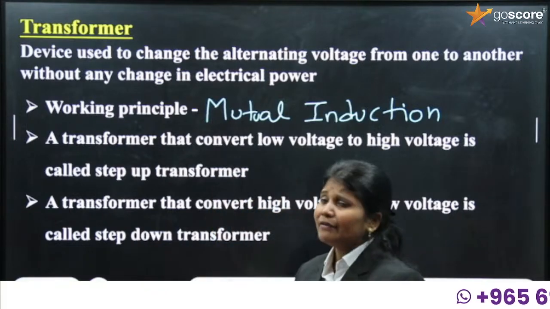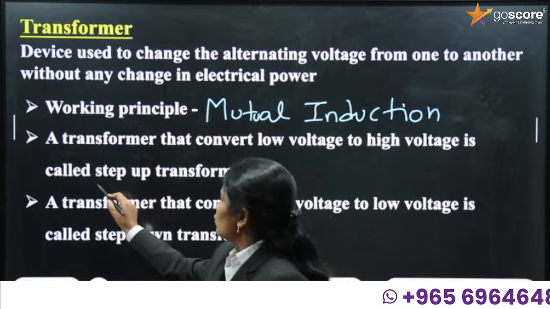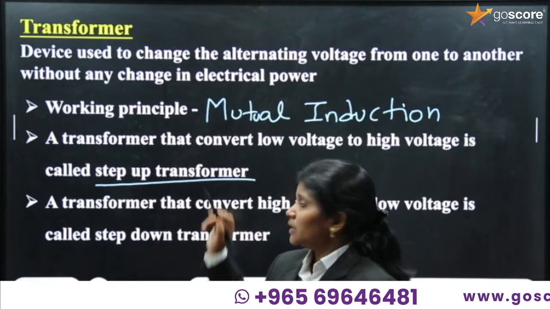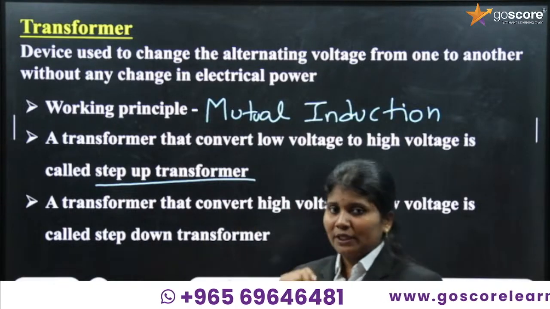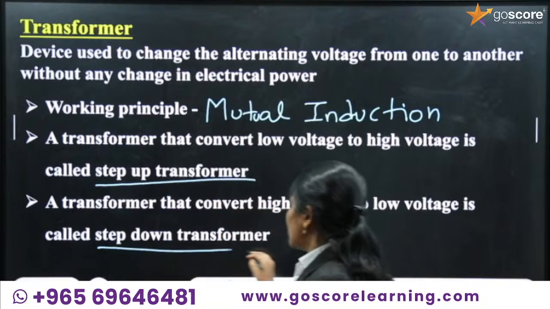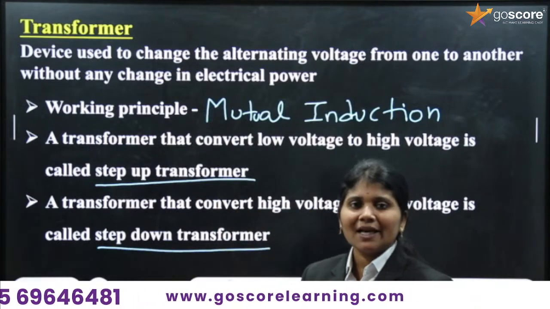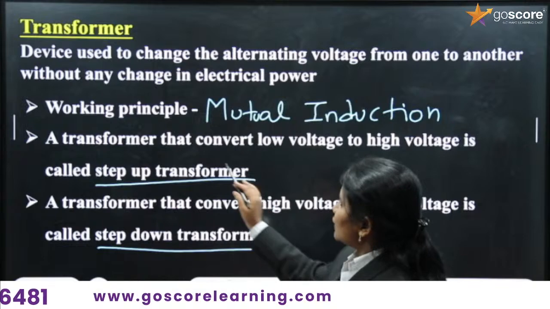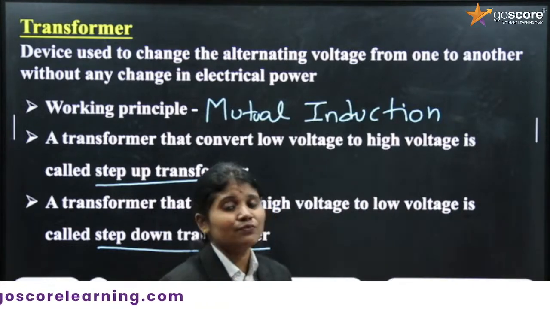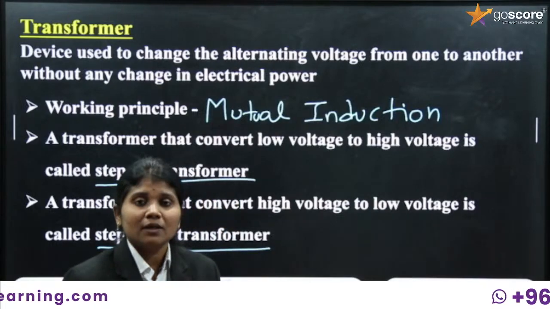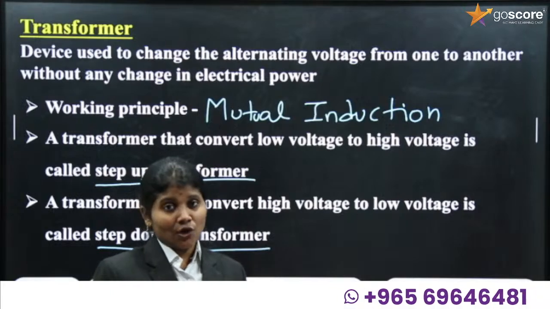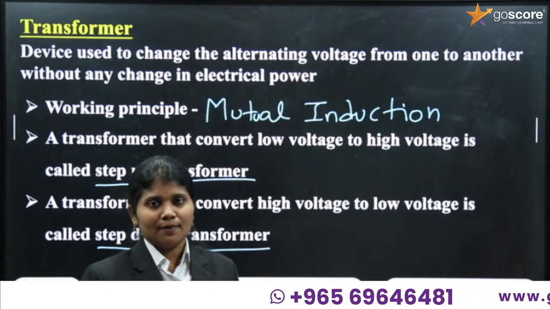Here we have two types of transformers, depending upon the voltage: step up transformer and step down transformer. A transformer that converts low voltage to higher voltage, we call a step up. What is happening here? Low voltage to high. That's why it is called a step up transformer.